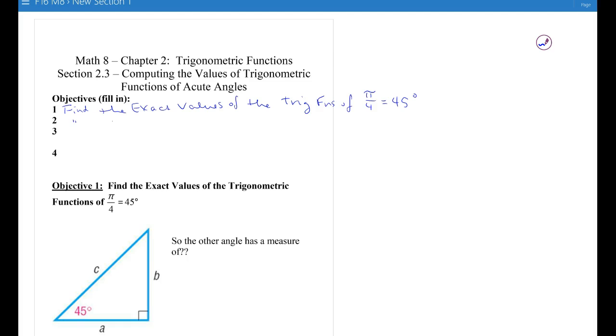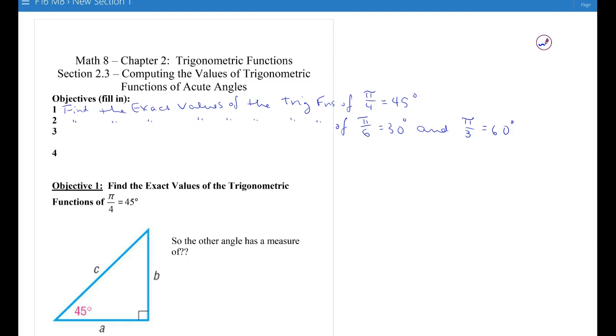Then we're also going to find the exact values of the trig functions of pi over 6, which is equal to 30 degrees, and pi over 3, which is equal to 60 degrees. So these three are called the special angles because they come up a lot in lots of application problems.